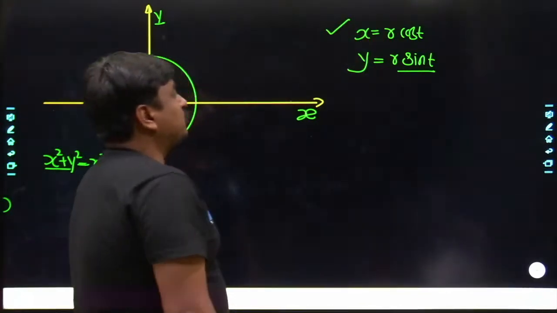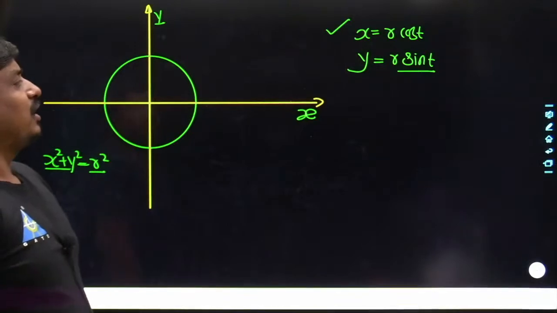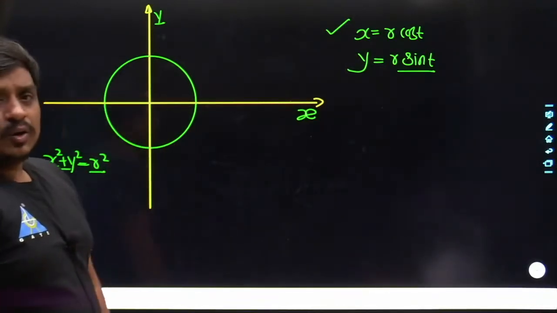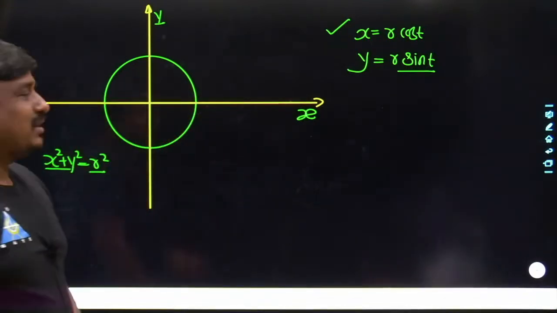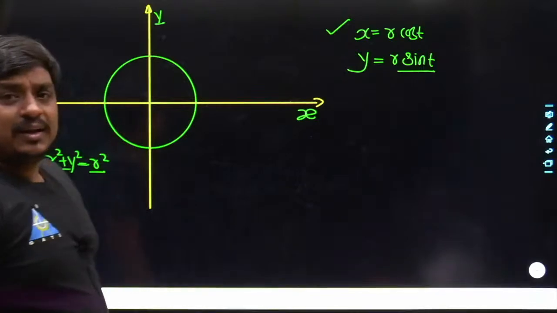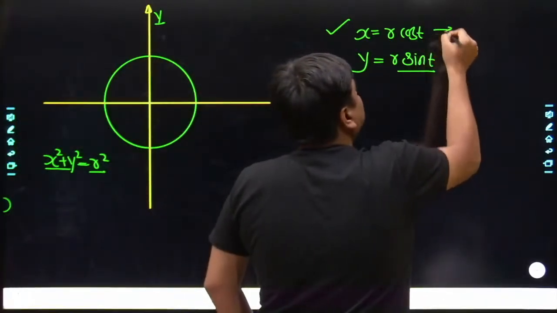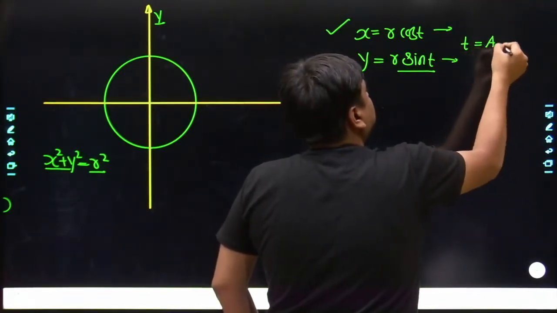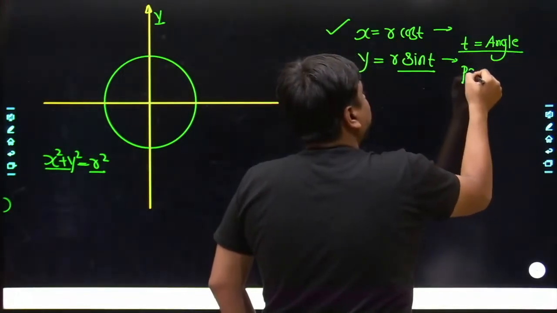But still many students have one doubt: sir, rather than writing x equals r cos t, why don't we write r sin t, and rather than writing y equals r sin t, can't we write r cos t? No, because in that case also the equation is satisfied, but the complete methodology does not match. See, the t has been the angle, and obviously t has been the parametric variable.